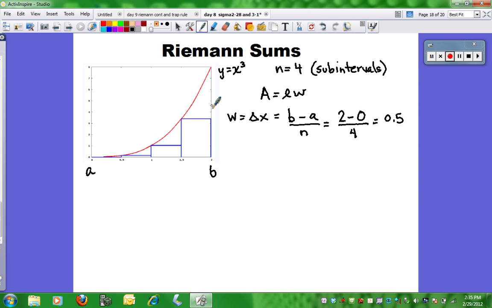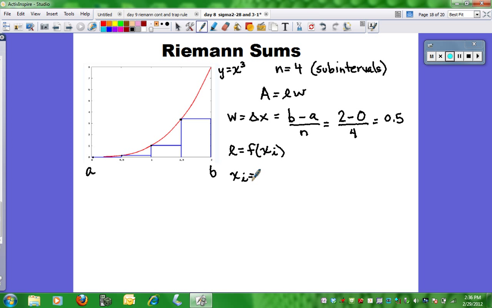Now we have to find our length. Our length is going to be the value at each of these left endpoints, 1, 2, 3, 4. How we find that is by plugging this particular x value into our function. But we need to come up with a general form for that. So again, our length is going to equal f of x sub I, where I represents which rectangle we're talking about.